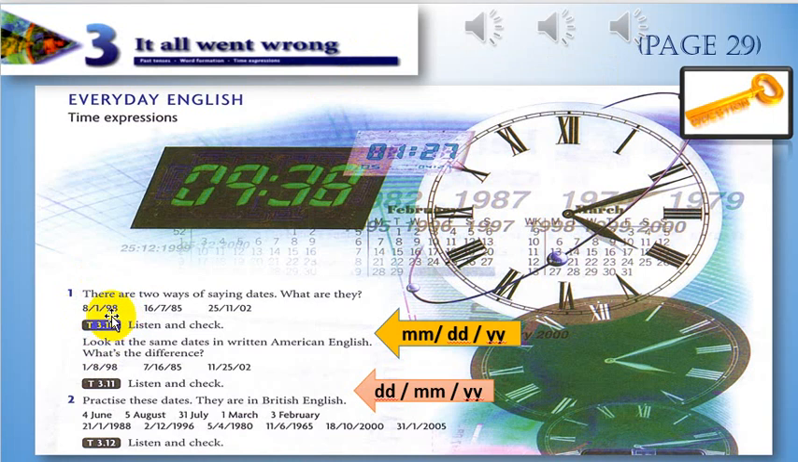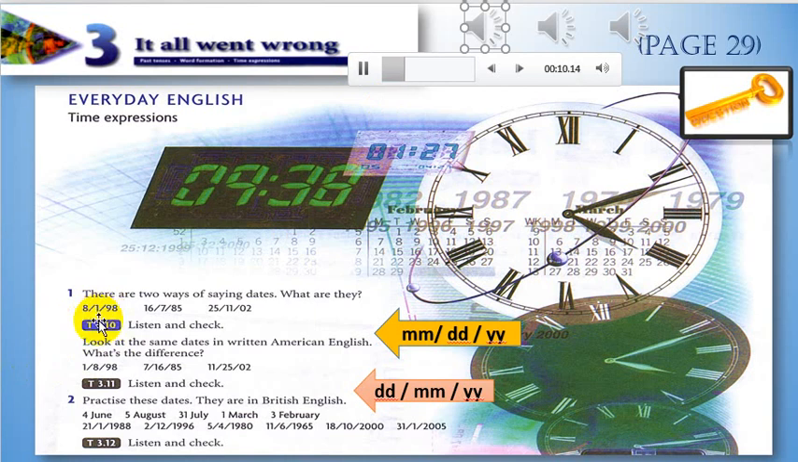8/1/98, 16/7/85, 25/11/02. Okay, let's listen in both ways how they are read or said. Tape script 3.10. The 8th of January 1998.